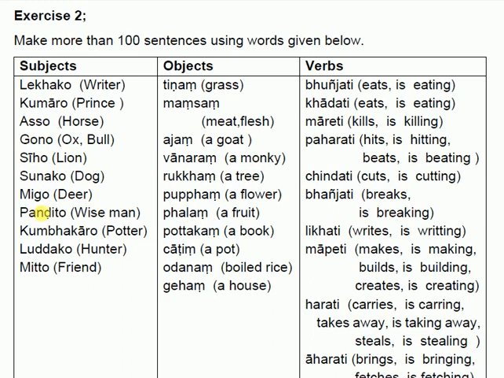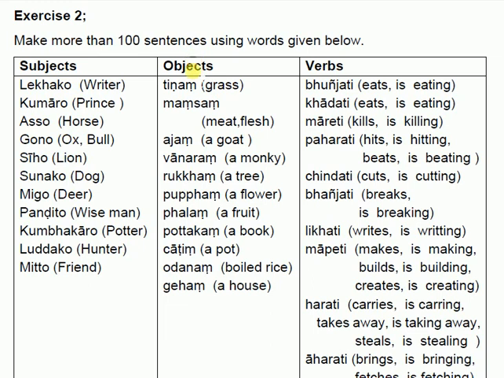Migo, deer. Pandito, wise man. Kumbhakaro, potter. Luddako, hunter. Mitto, friend. Those are all nouns. We can use them as subjects.